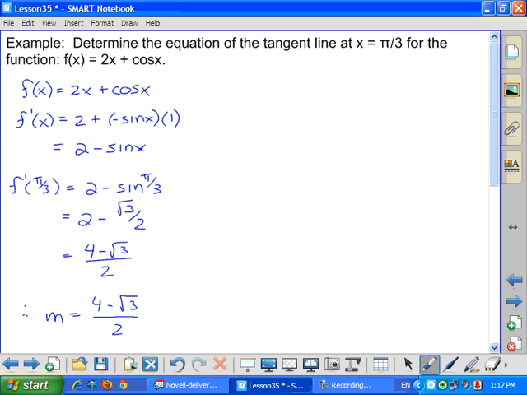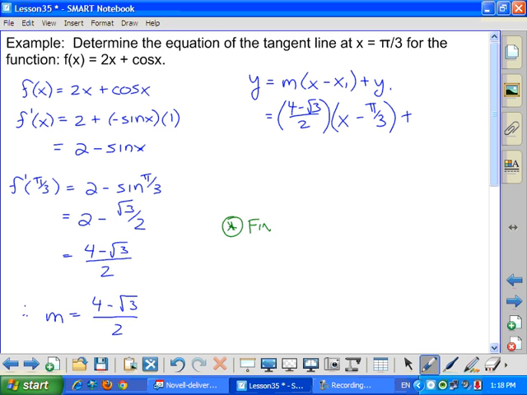So what we find here is that y equals m, x minus x1 plus y1. So the equation of the tangent line, my slope, 4 minus root 3 over 2, x minus pi by 3, and I don't have a y value. So down here, find y when x equals pi by 3. So I've got to take the original function to find that out. So I substitute in pi by 3 for my x values.